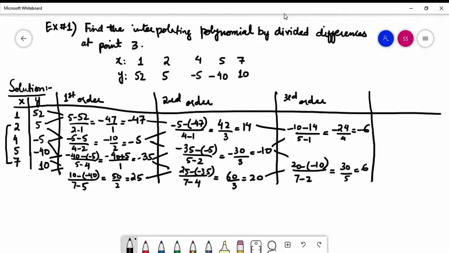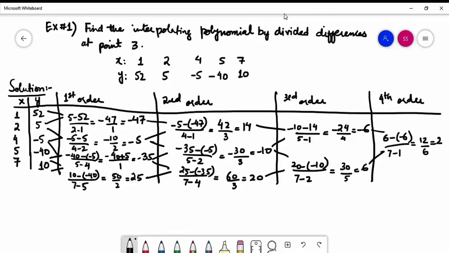And then the last column will be of fourth order divided differences, and your domain frame will be from the last point to the first point. So 6 minus 6 divided by, last point is 7 and first point is 1, 7 minus 1. So 6 plus 6 is 12, and that is equal to 2. So this is the first step, and now we will calculate the second step.